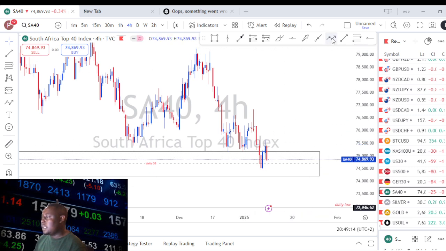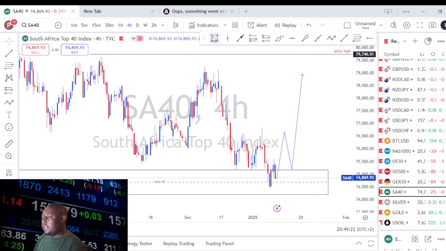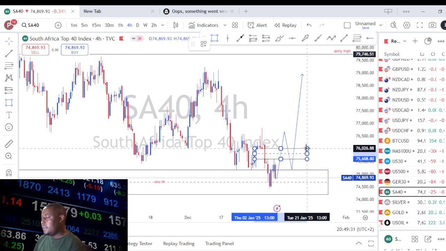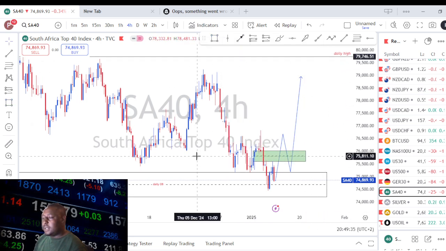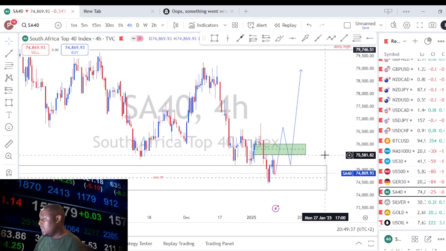If we get a rejection, trade above there, I'm going to look to go long like that. If we get an invasion of this further look at, I'm going to look to go long on JSE Top 40. So these are the primary things that I have.